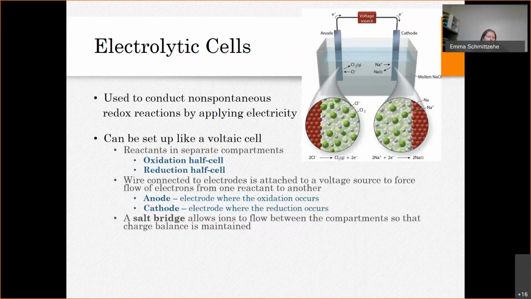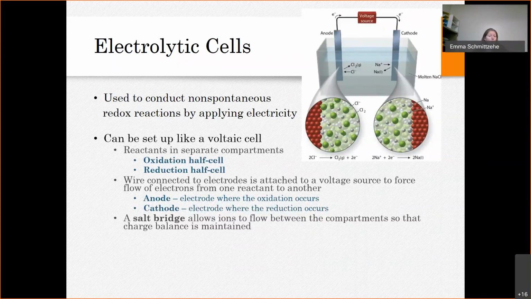So you can have a similar setup. You can have an oxidation half cell, reduction half cell. So you have that stuff separated, and you have your electrodes in each where the electrons are going to flow. And you can have a salt bridge to keep that charge balanced, okay? This is what happens when you recharge batteries, okay?